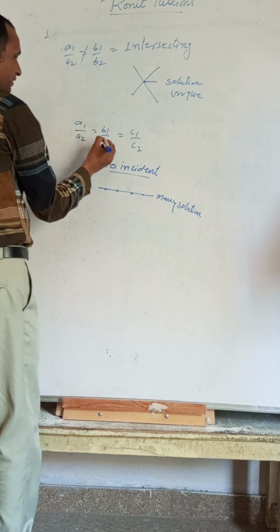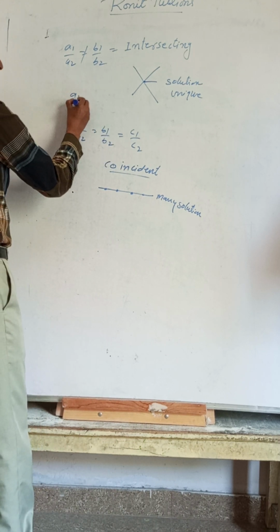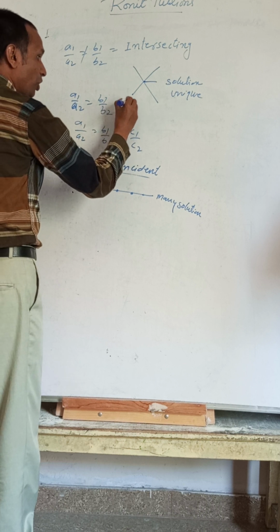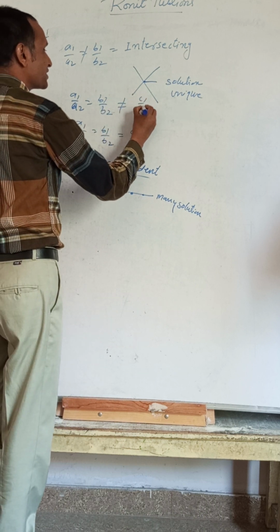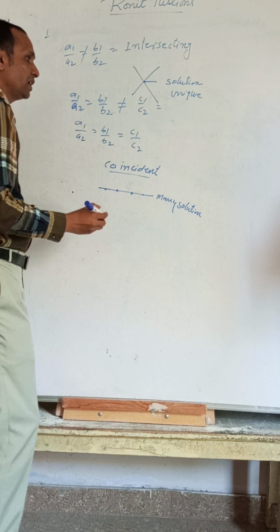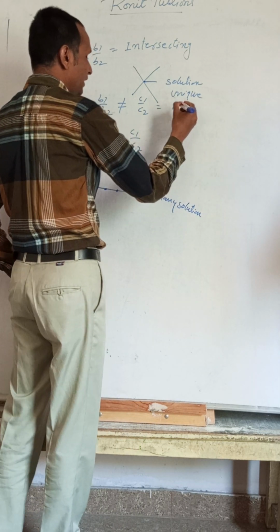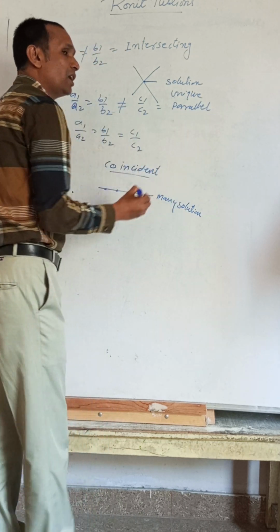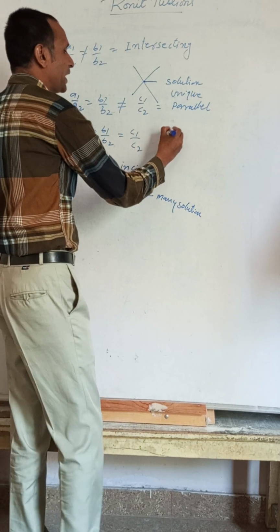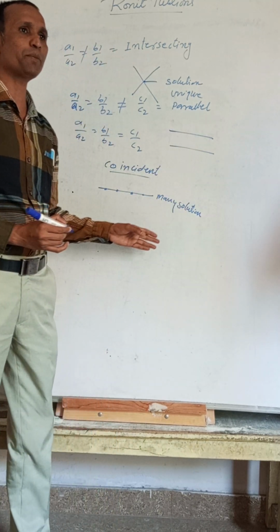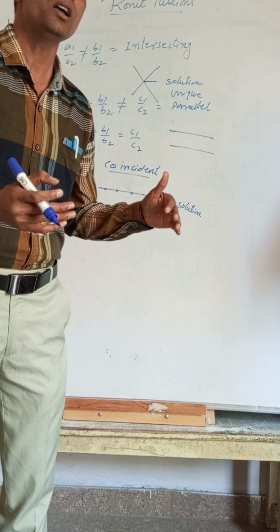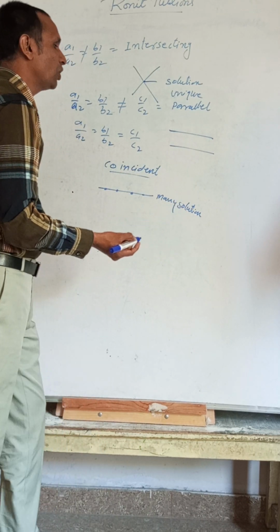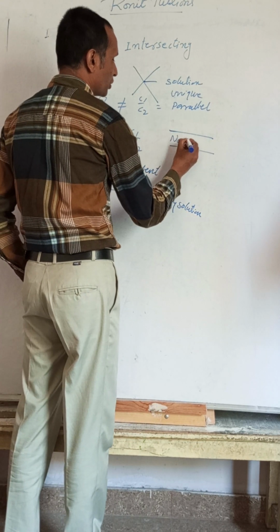Suppose A1 by A2 is equal to B1 by B2, but not equal to C1 by C2. Then the lines are parallel lines and there is no solution. Because the two lines are parallel, they have the same distance between each other and do not intersect anywhere, so there is no solution.